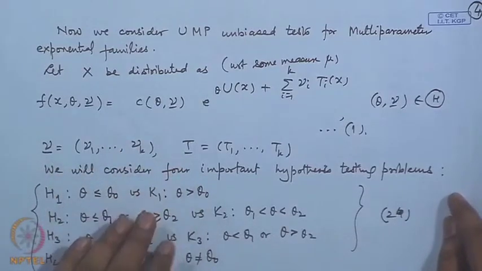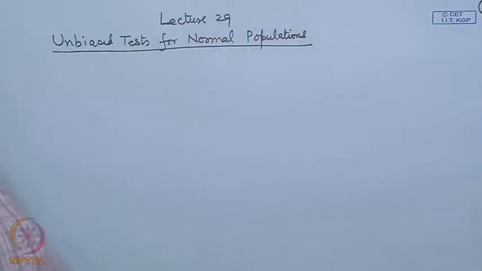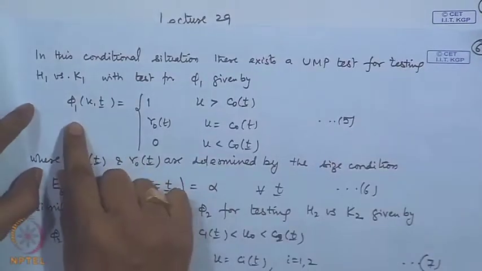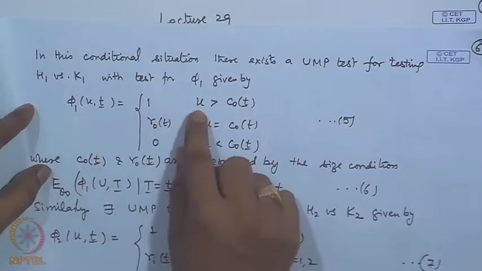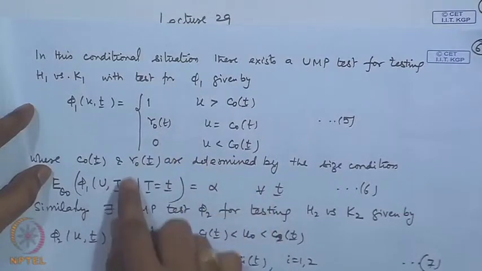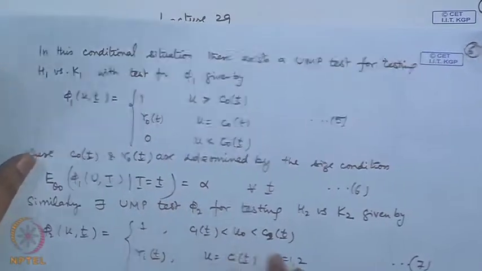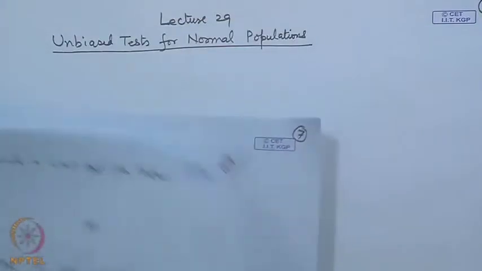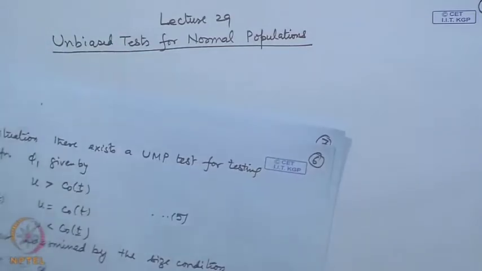A peculiar nature of these tests was that these tests were conditional. Let me show the form here for at least one of them. If you recollect, the tests were of the form phi_1. I am calling it conditional on t: u greater than c_0(t), and here this term is gamma_0(t), and this c_0 and gamma_0 are determined from the conditional distribution. An extension of this was done later on, where we called these the unconditional tests also.